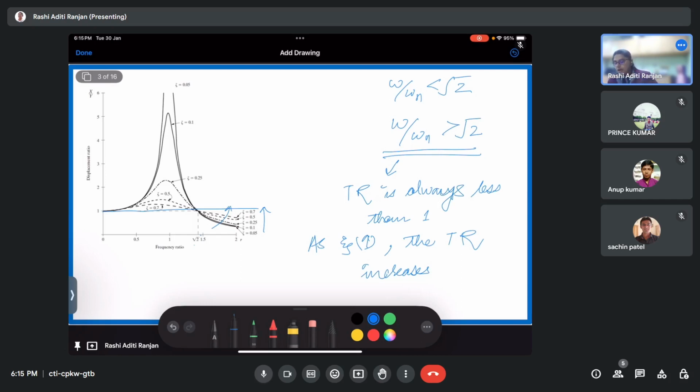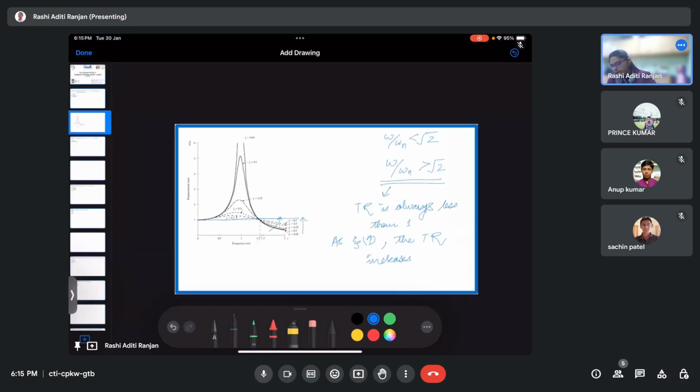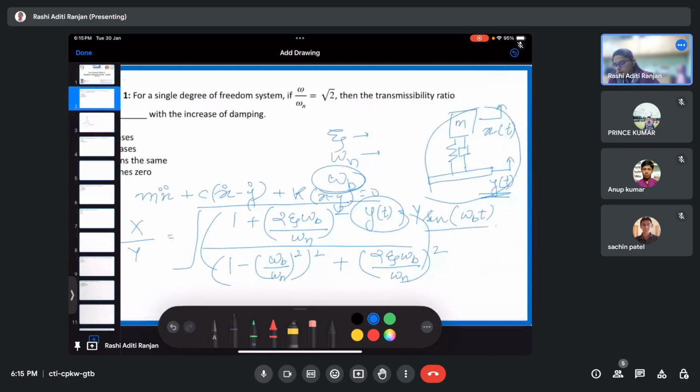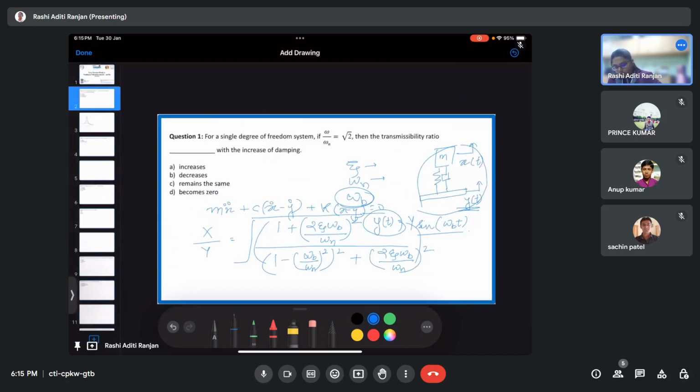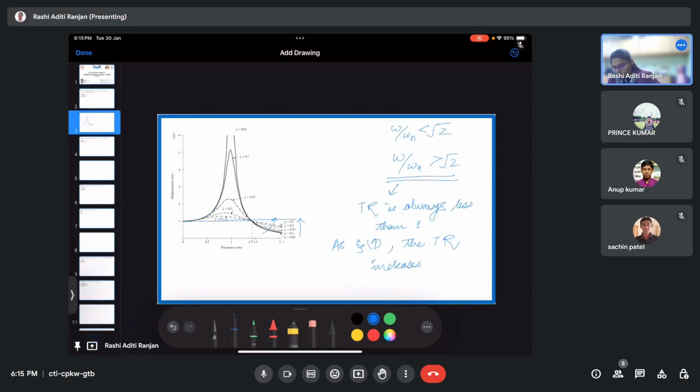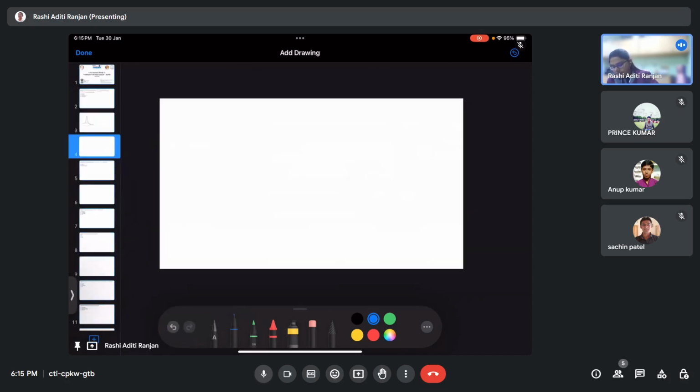Apart from that, as the question says, for a single degree of freedom system, if omega by omega n is equal to under root 2, then what happens to the transmissibility ratio with the increase of damping? So if in this formula I put omega b by omega n equal to under root 2, what is going to happen? Let us see. Let me insert a blank slide.